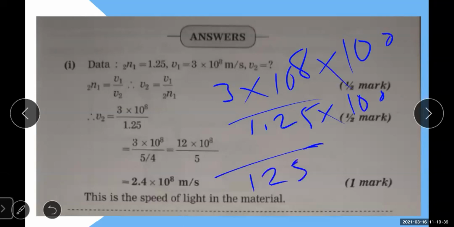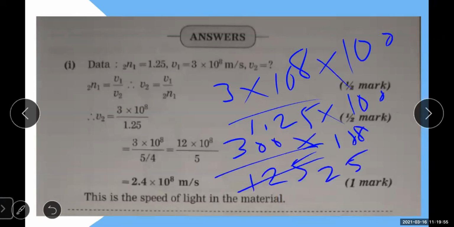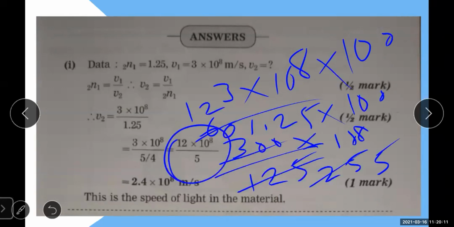1.25 will become 125, and this will become 300 into 10 raised to 8 meter per second. Okay. Next step, how to divide? Divide by yourself. Pi 2s are 10, pi 5s are 25, and up 5 6 are 30, and 0. Again pi 5s are 25, pi 1s are 5, pi 2s are 10. So same way you are getting 12 upon 5. How you are getting here? 12 upon 5. So solve in your own way, but get the correct answer step by step.